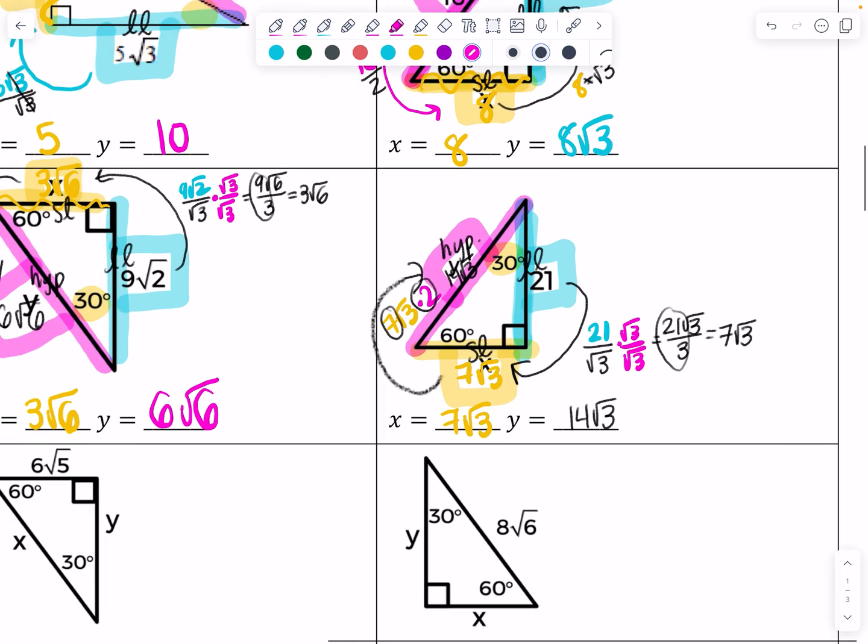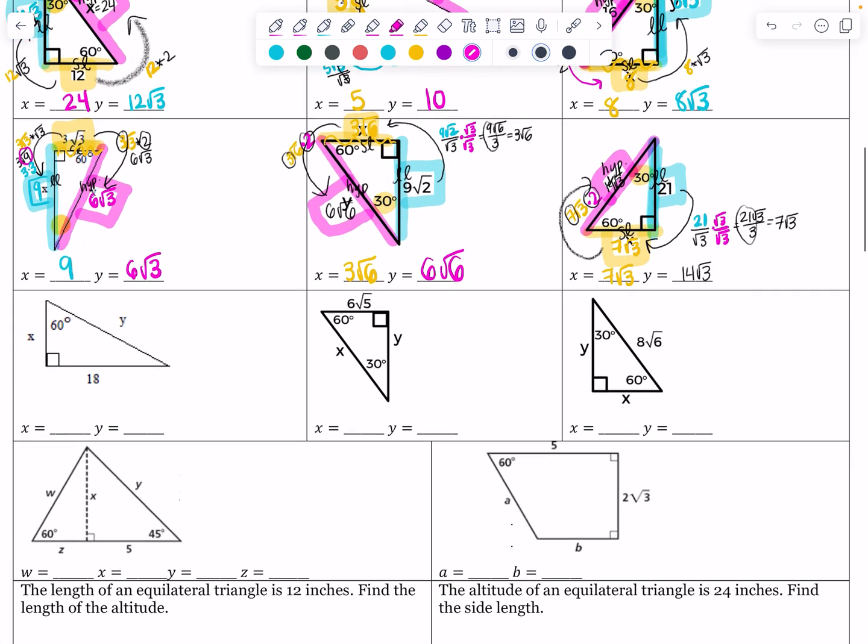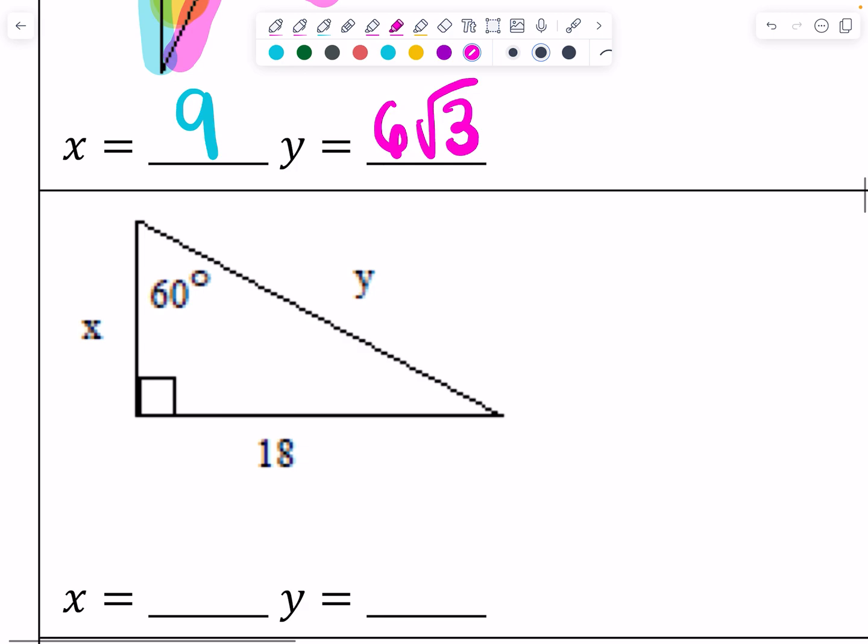Which makes sense because 7 root 3 doubled is 14 root 3. Then we have 7 root 3 to get to the long leg. That would be 7 root 9, which is 7 times 3, which is 21. Okay, so you can always go back and check these relationships using the rules. All right, we're going to skip this one for now because that is very similar to what we just did.